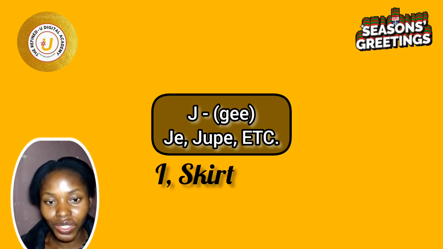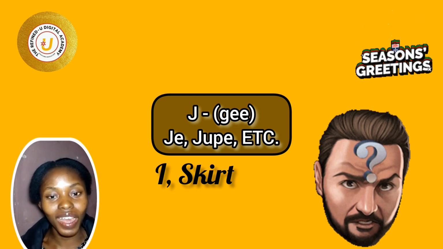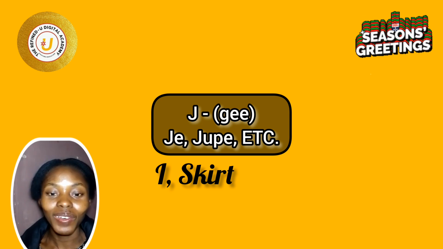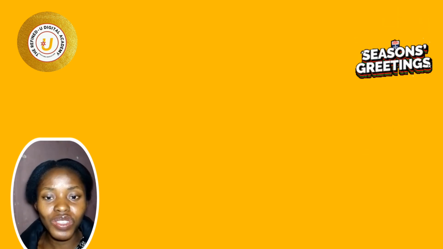G is called J rather, while J is called G. But J is pronounced as je and G, while J is pronounced as je. Do you get? Now, moving on to the letter K.